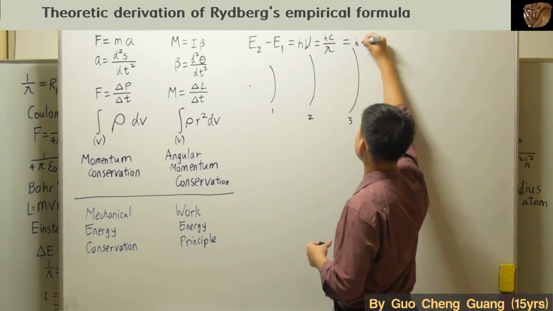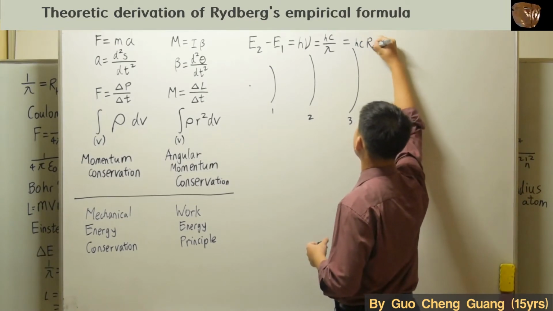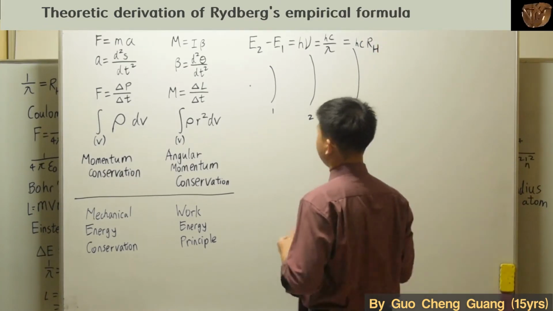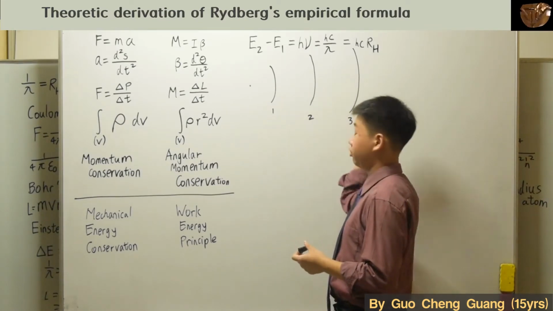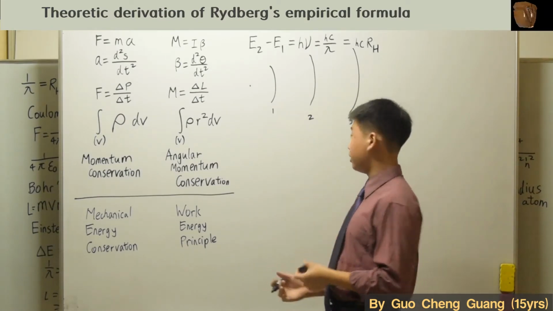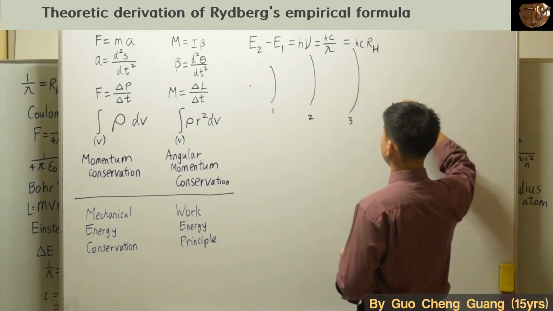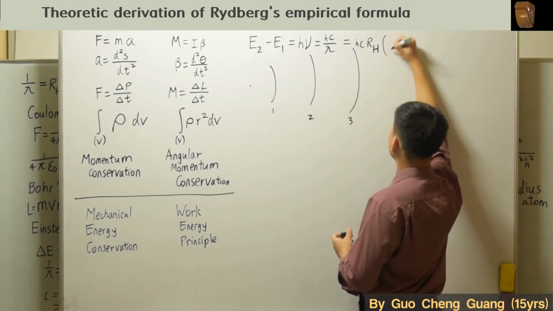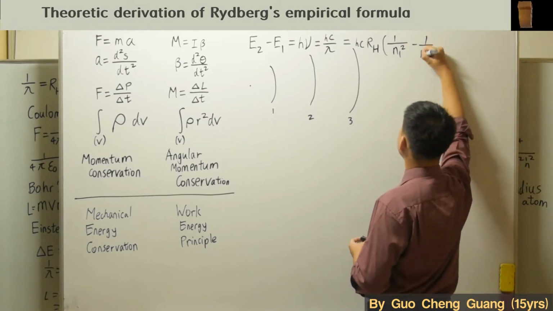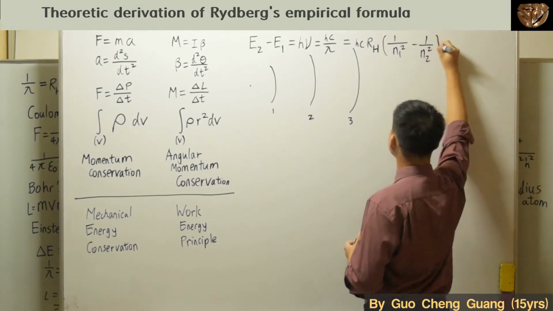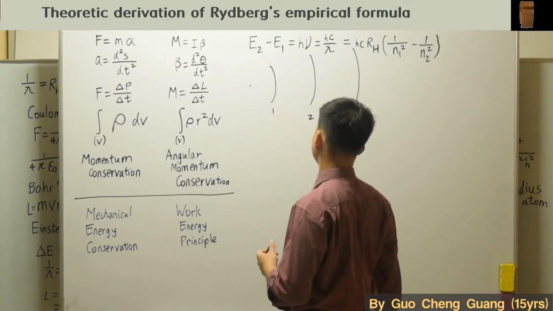You have hc times Rydberg's constant. Beware, this is still for hydrogen. Of course, you can have things like helium where you have two electrons and then you have to calculate other things. But for this case, we're just looking at hydrogen. And then 1 over n1 squared minus 1 over n2 squared. Alright, so we have something like this.